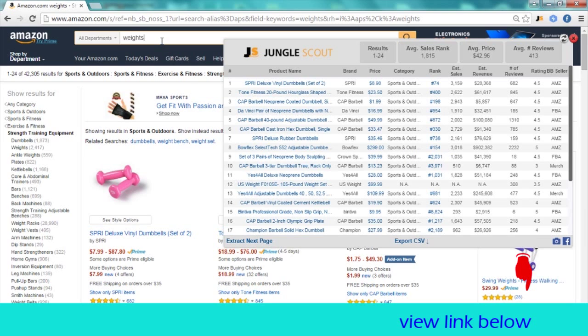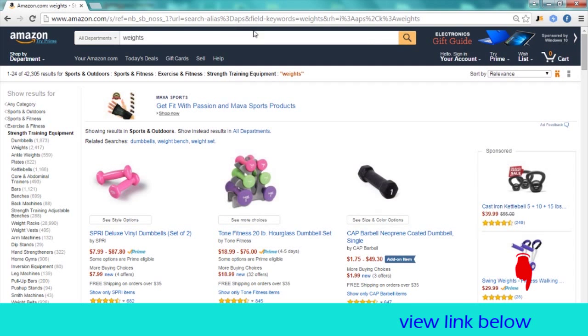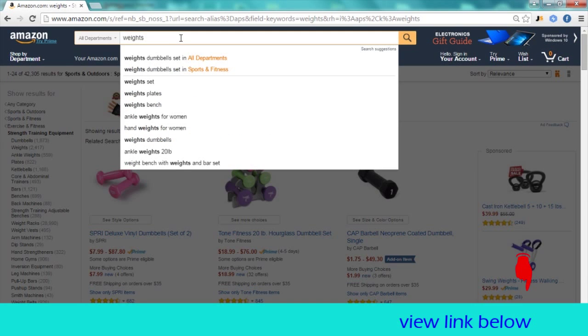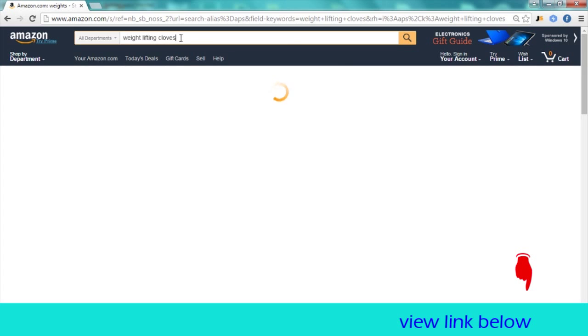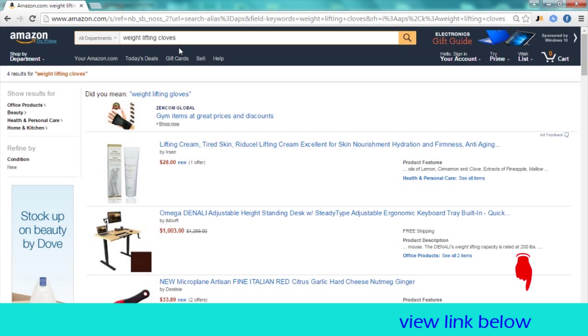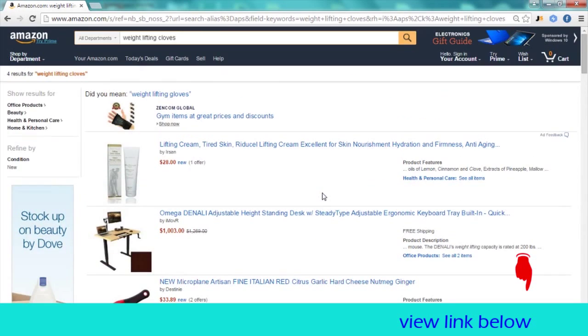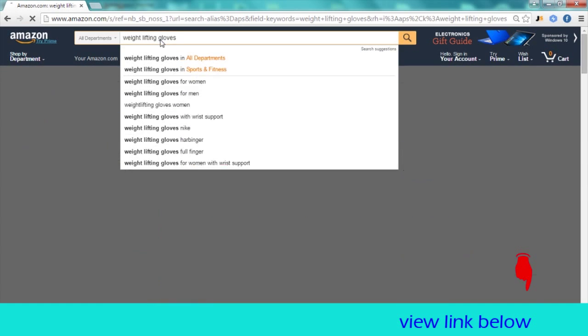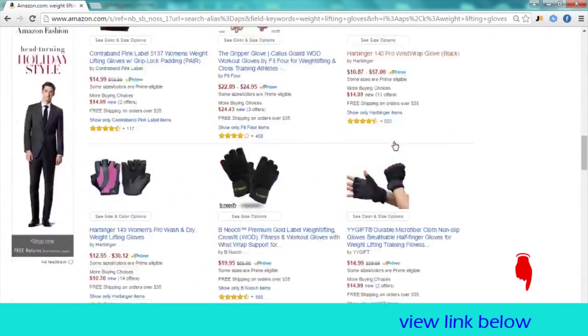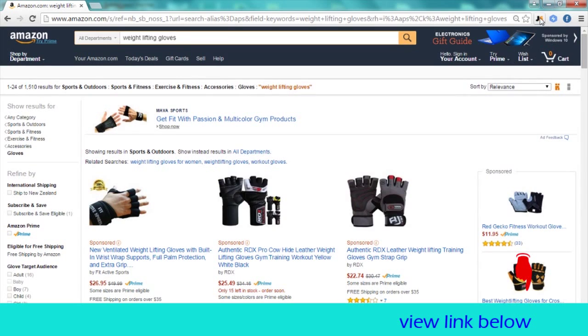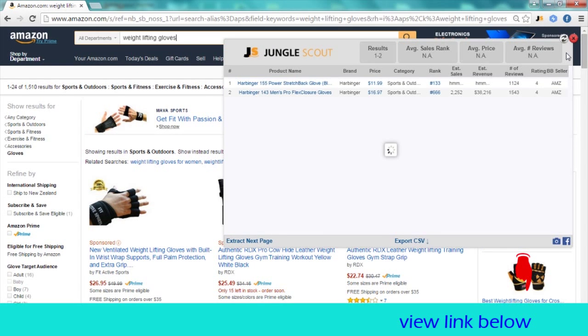So I'll show you an example. Let's go more niched, as in something a bit more specific. So we'll say weightlifting gloves, say. Okay, so we've got weightlifting gloves. All these are weightlifting gloves over here. Okay, let's see what Jungle Scout gives us. We go into it, and it populates our spreadsheet.